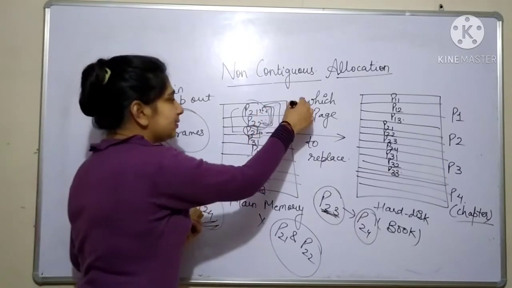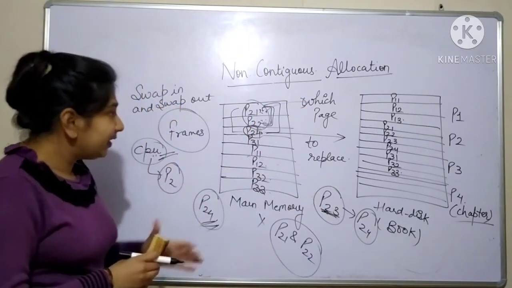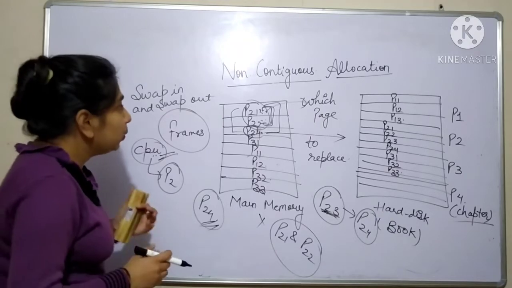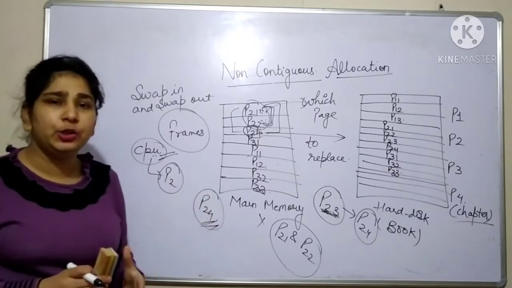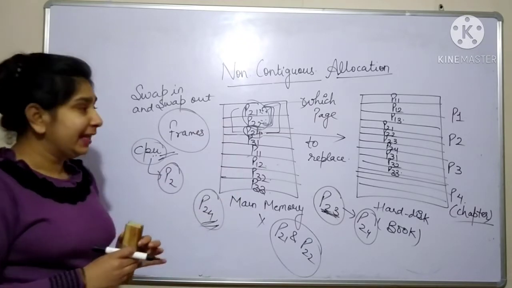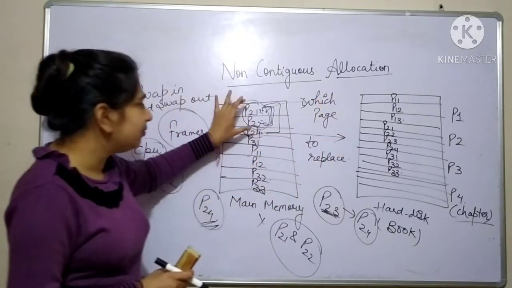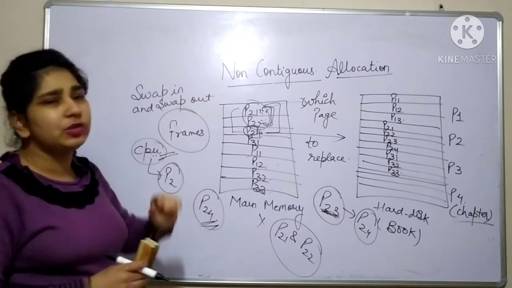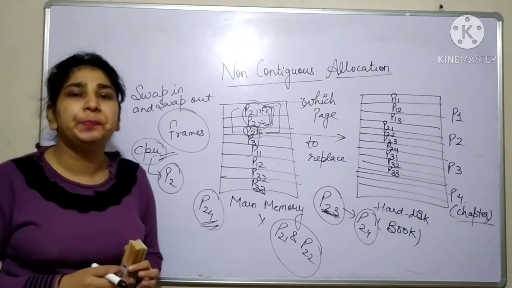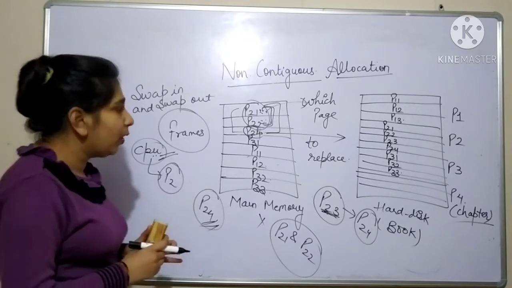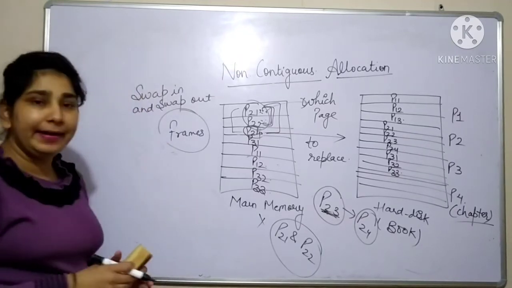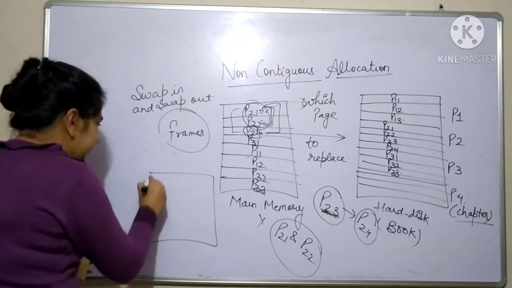Which page to replace. So this is how non-contiguous allocation actually works. We are dividing our processes into pages and we are dividing our main memory into frames. Instead of keeping the entire process in the main memory, we are loading some of the pages of the process. We also have a page table. Why is a page table required?